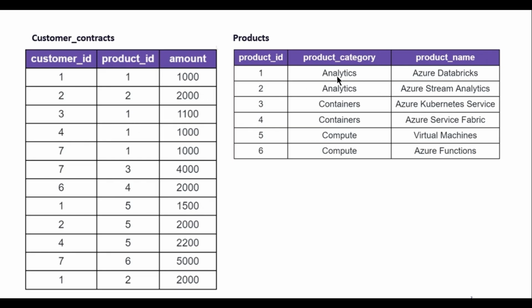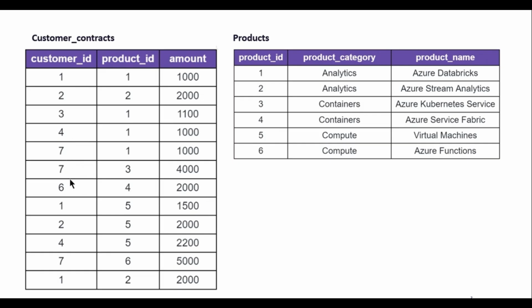So this will also be eliminated and will not be there in our output. Similarly, if we see customer ID 4, the customer ID 4 has purchased product ID 1 and product ID 5. Again, it has not purchased any product from the containers category.